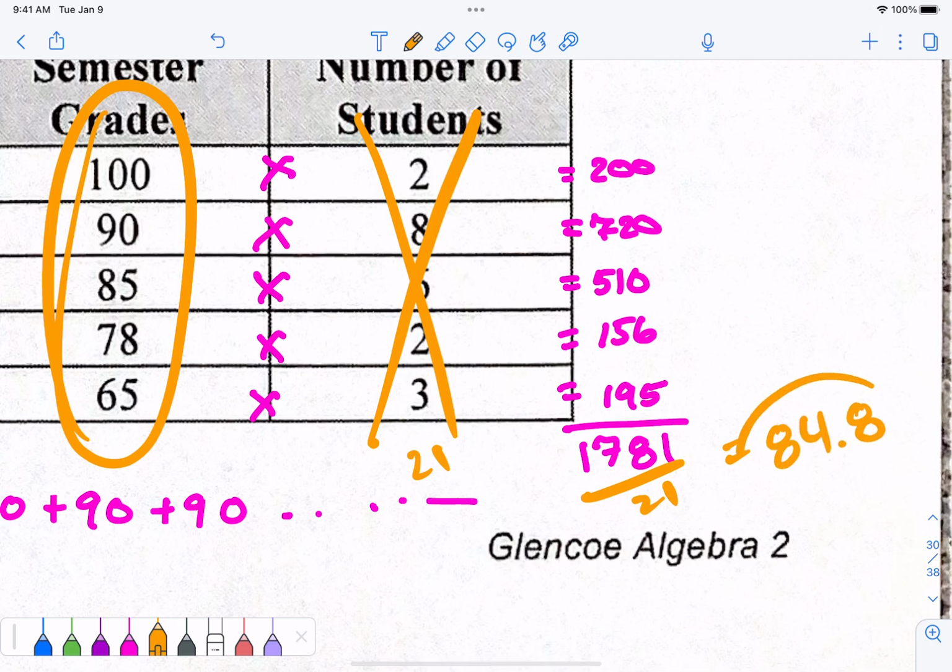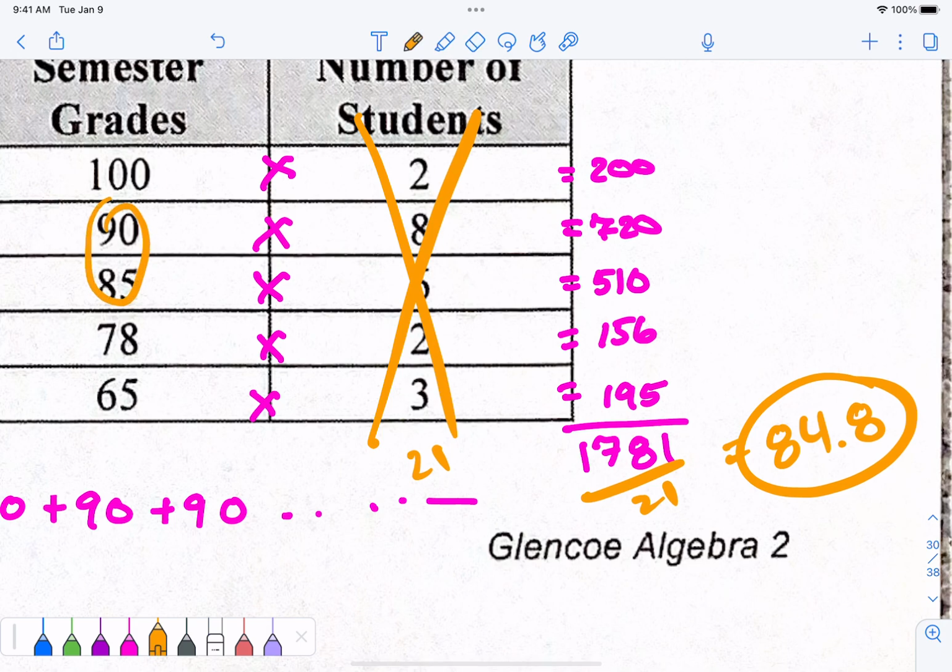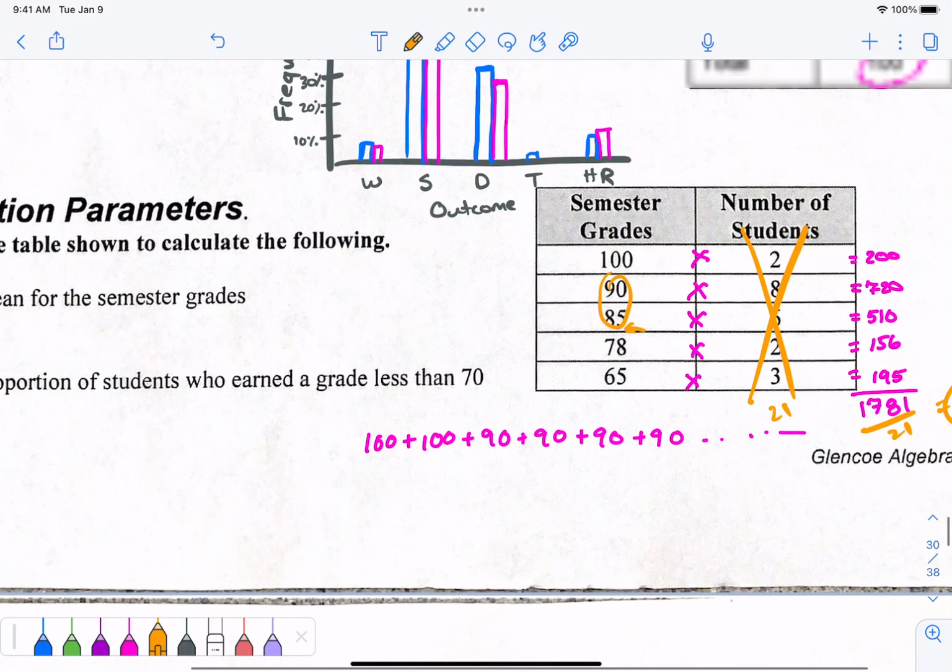Ooh, 84.8. That is not where I thought it was going to be. I thought it was going to be between these two numbers, but 84 is like slightly lower than that. Probably because these people are pulling it down, right? And 65 is kind of an outlier. The rest of them are pretty close together, but 65 is like a really low score, okay? So 84.8 is the average.